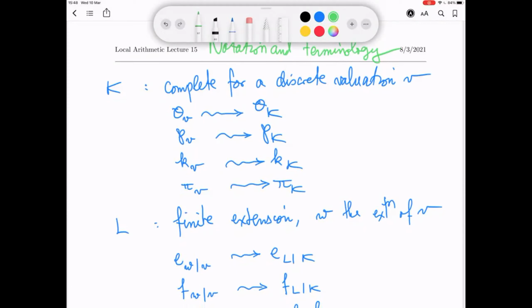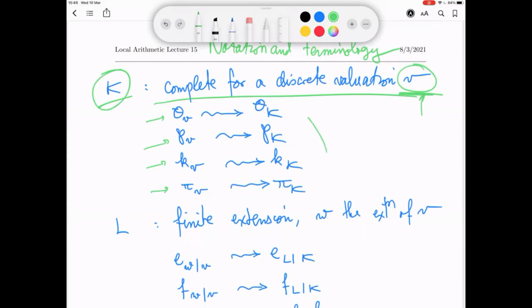So now, first of all, we'll change the notation slightly. I mean, we'll adopt a better notation. So we start with a field which is complete for a discrete valuation, right? If the valuation was V, then we were using the notation OV, PV, KV, and pi V. Now, if we don't want to name the valuation, we just say that K is complete for a discrete valuation, but we don't want to waste a letter to name that valuation. Then we'll use this notation. The ring OV is going to be called OK. Its unique maximal ideal will be called PK. The residue field will be called KK, and a uniformizer will be called pi K.